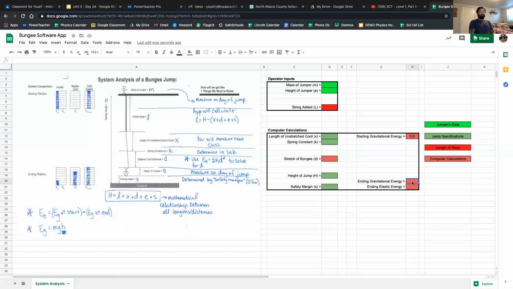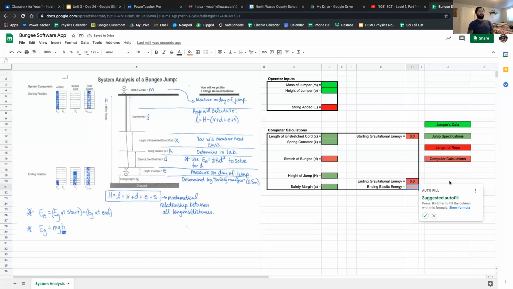Our ending gravitational potential energy will be when the jumper's here, at their ending height. So we'll set this equal to their mass still, because it's mass times gravity times height. Mass times gravity of 10 times, this time, their ending height, which as you can see is their safety margin. So we're going to put that number in and press enter.